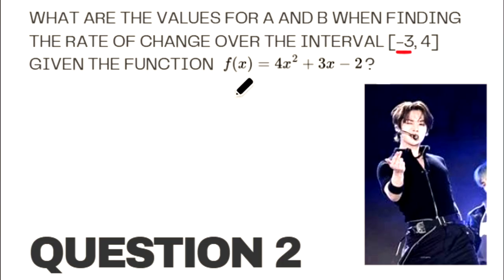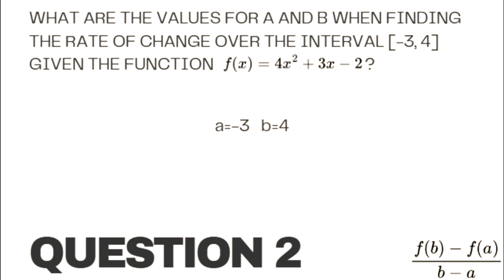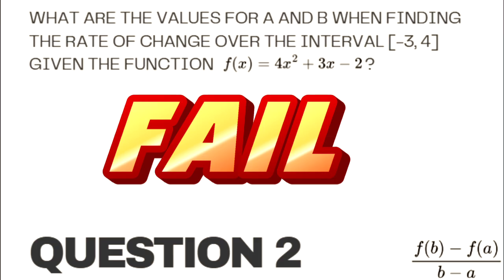And wait, let me think. Let me think, make sure I'm not leading you astray. Yeah, these should be the values for a and b. It should be negative 3 and 4. Oh, I'm so good. I didn't screw you up.